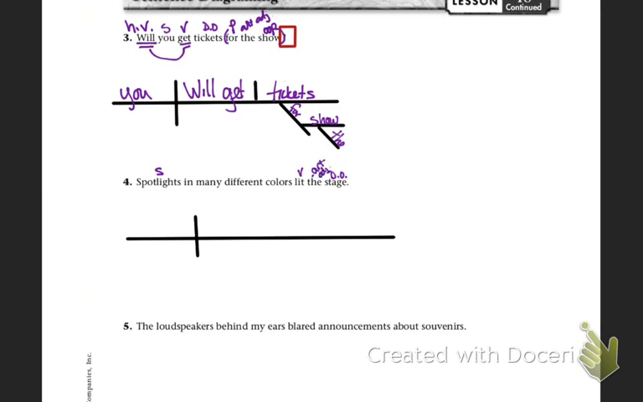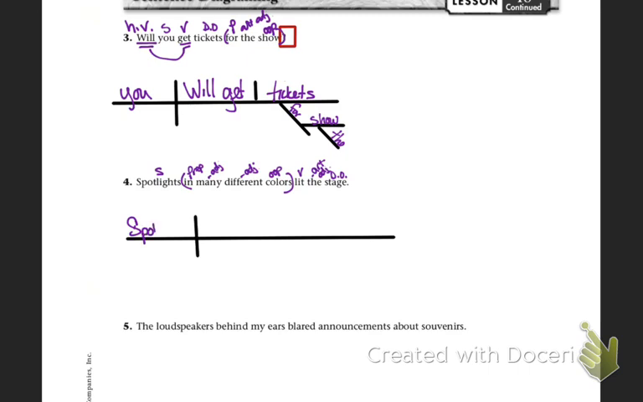Okay, can you tell me my preposition? In many different colors. In, prep. Colors. Object of the prep. What kind of colors? How many colors? Many colors. What kind of colors? Those are both adjectives, yes? Very good. All right, so let's go ahead and plug it in.